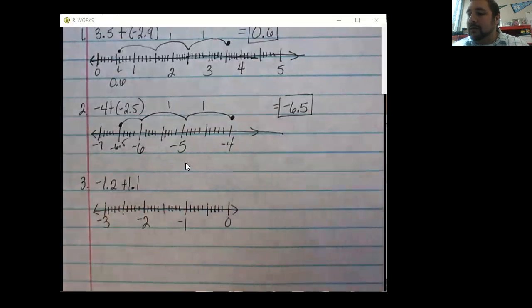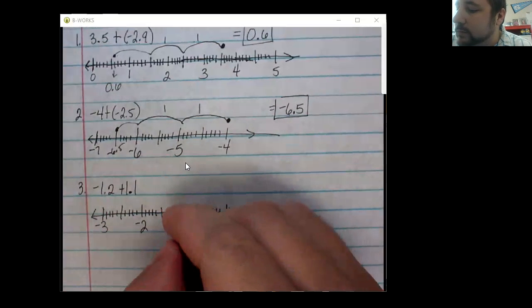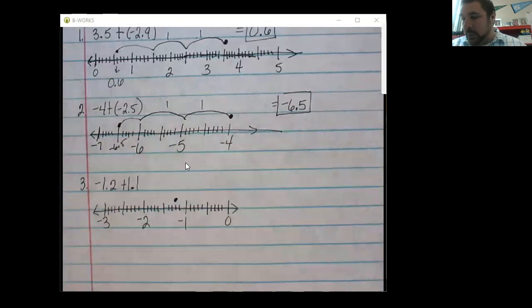So we start at -1.2. Here's -1. And remember, each of these is 0.1 or 1/10. So this is -1.1. This is -1.2. And we're going to go this time to the right 1.1, 1 whole and 1/10.